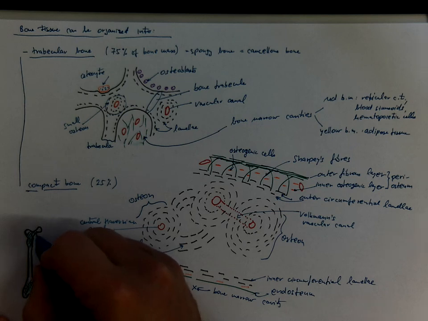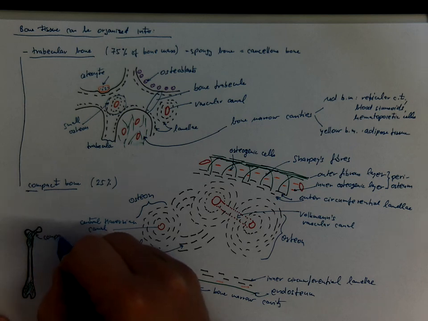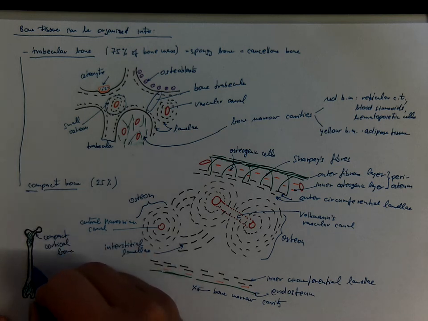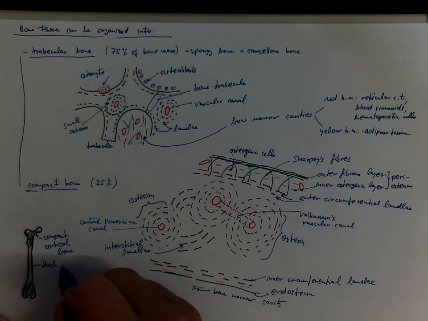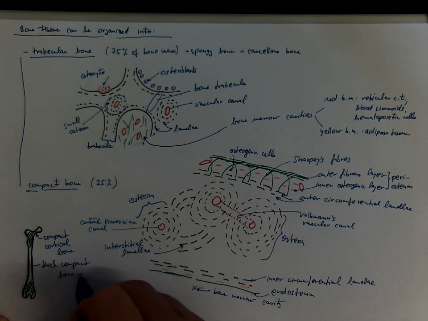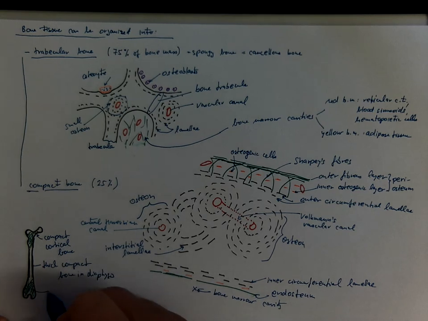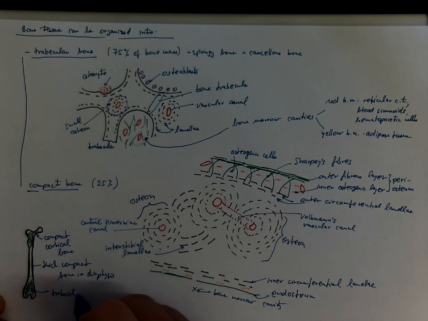So this is the compact cortical bone. The compact bone is very thick in the diaphysis. And most of the epiphysis, the center of it, is organized as the trabecular bone.